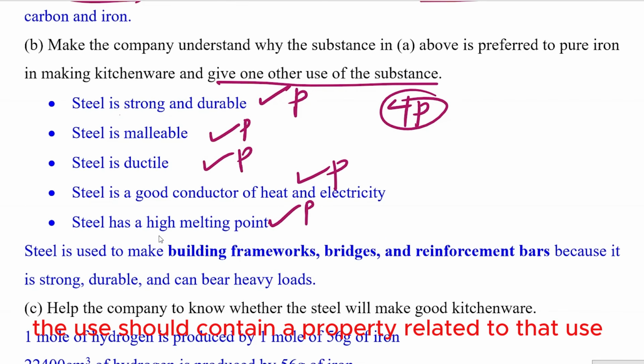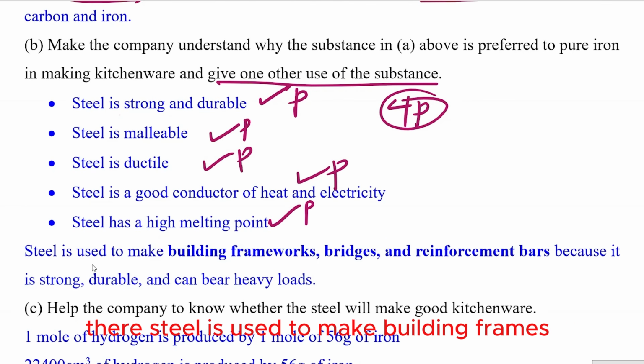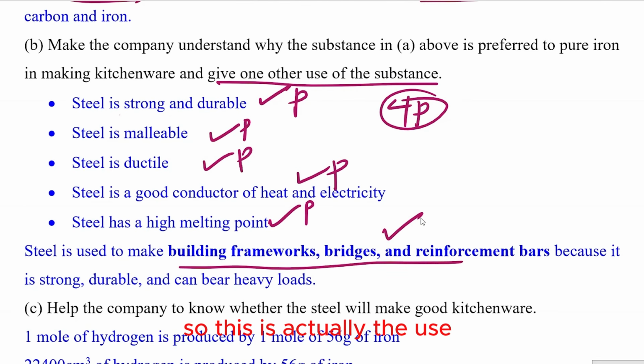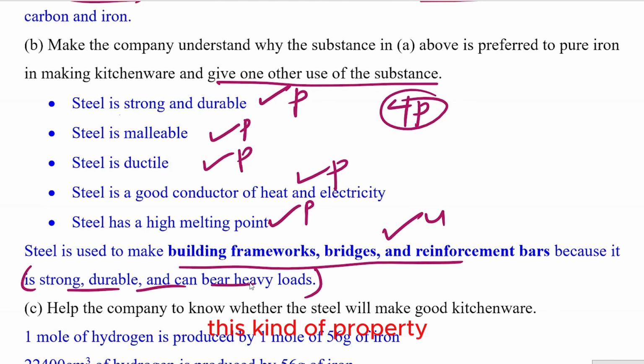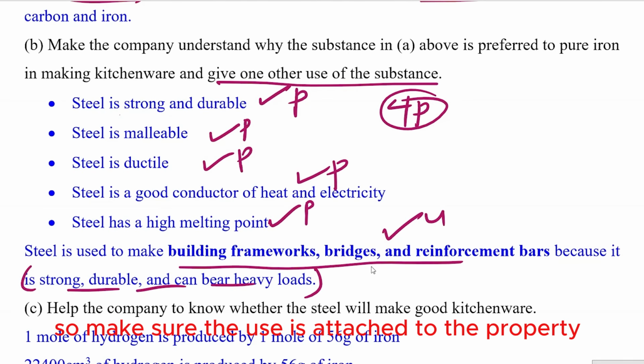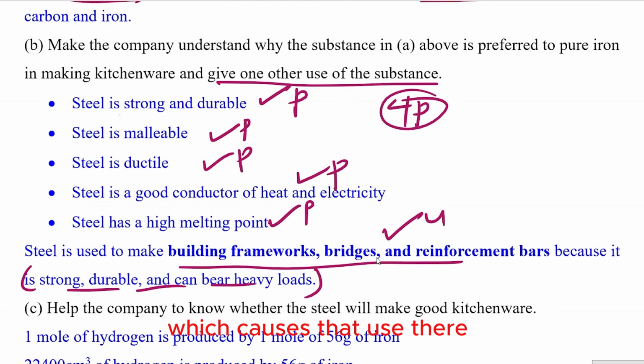The use should contain a property related to that use there. Steel is used to make building frames. So this is actually the use. But to score that, it must be attached to this kind of property so that it carries a meaning there. So make sure the use is attached to the property which causes that use there. Let's go to part C.